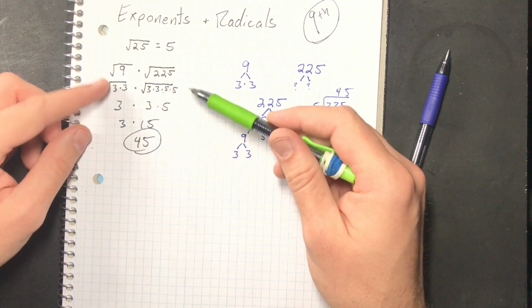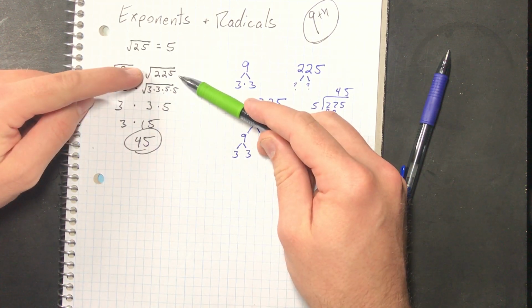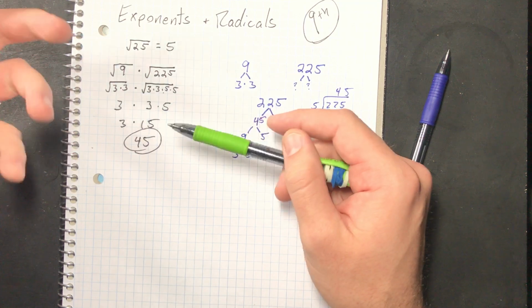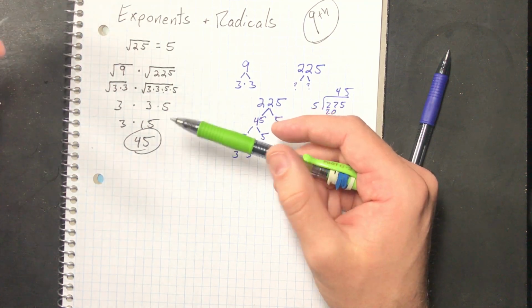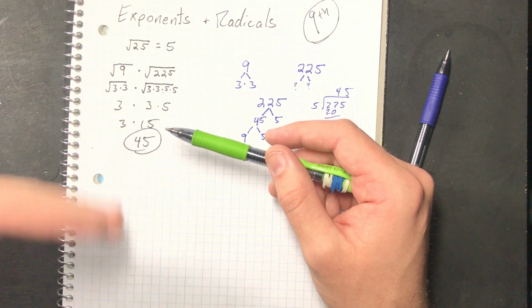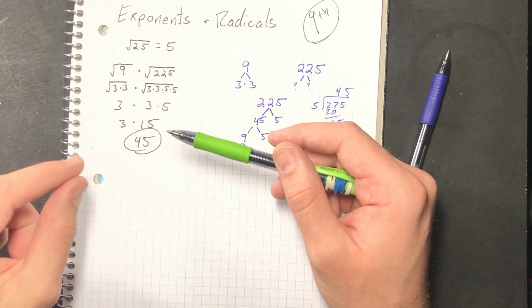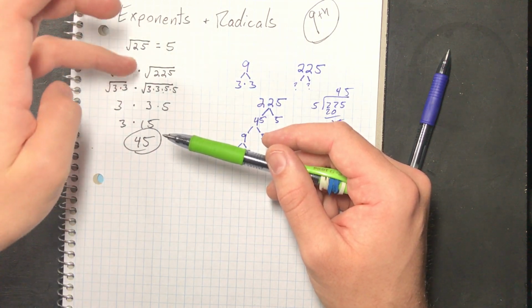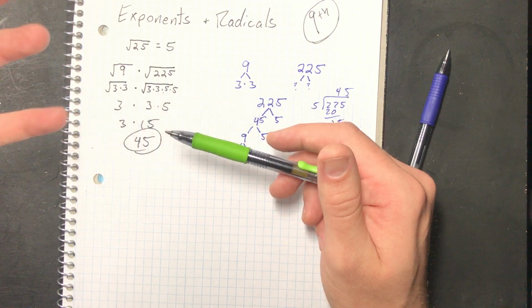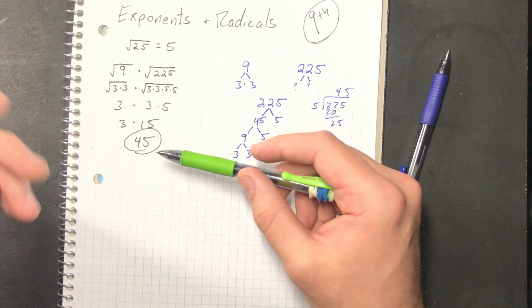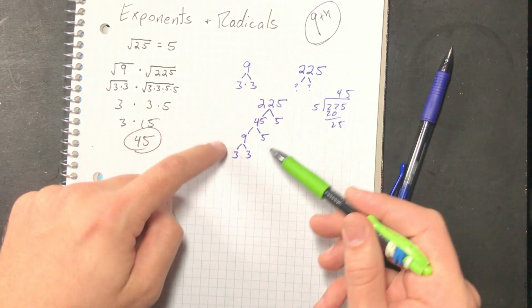So you may have known the square root of 225 is 15. You may have known that, and great if you do. It's always good to know what the perfect squares are all the way up through 20. But if you don't, and if you're stuck, and you're like, I know it's a perfect square, but I don't know if it's 14 or 15 or 16, whatever, you can always break it down, right?